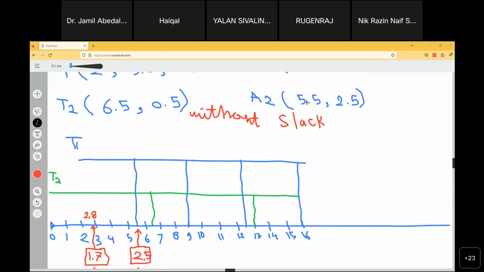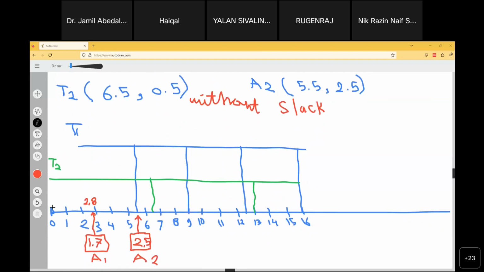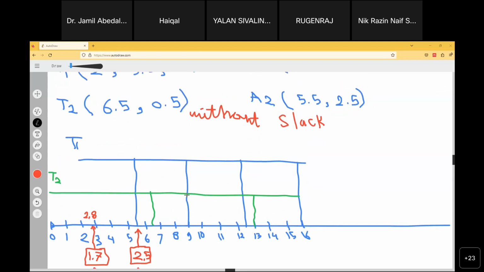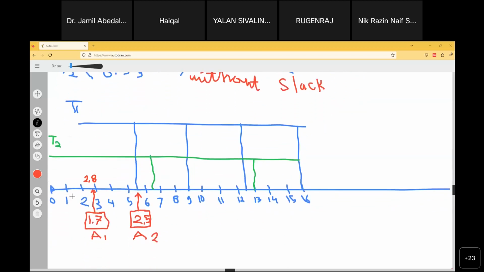A2 is also released at 5.5, so we also cannot execute it. The phase of task 1 is at 2, so we also cannot execute it. So from 0, we have only one task ready to be executed, which is task 2. For task 2, how many units do we need to execute? Half a unit. So we execute that half unit following the same color, from 0 until 0.5, we execute task 2.